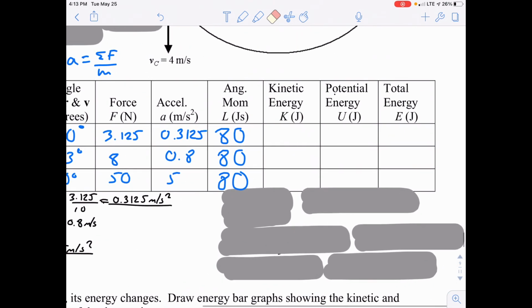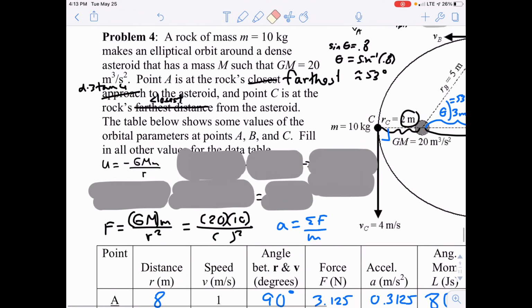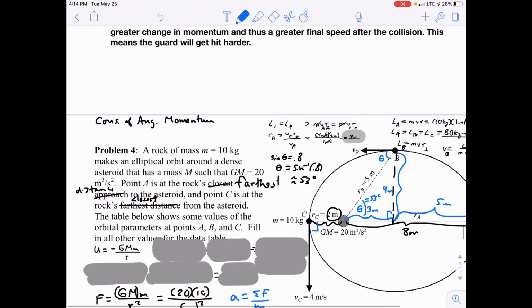Now, what about those energies? Well, let's take a look up here. Let's derive a few things. One, the potential energy. This is called the universal gravitational potential energy, and it looks very similar to the universal gravitation. It's big G m1 m2 over r, and it's negative, okay? And here's the rationale behind this.